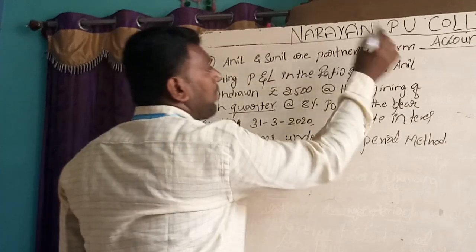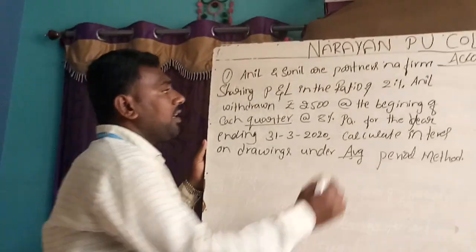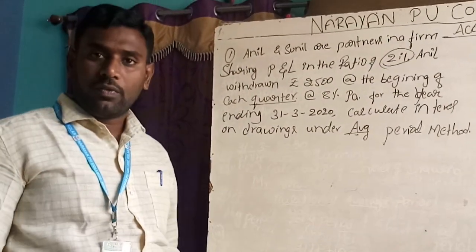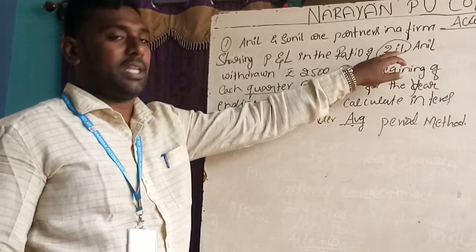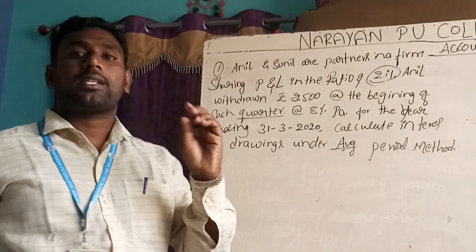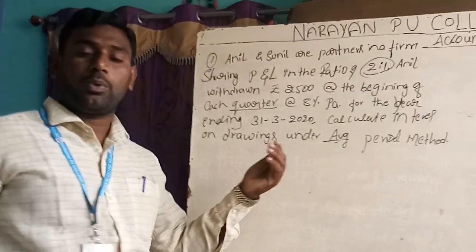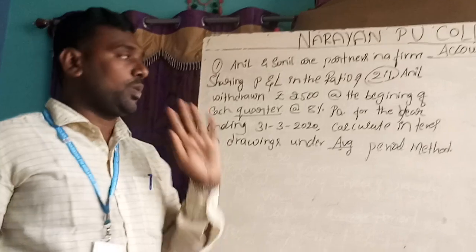Anil and Sunil are partners in a firm, sharing profit and losses in the ratio of 2:1. In future, if they get any profit or any loss, they have to distribute it according to this ratio. But in our calculation, the ratio is not needed. We should not consider this one. We won't distribute any profit or losses. Now we are calculating interest only.